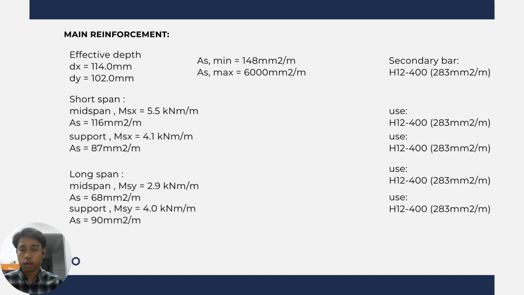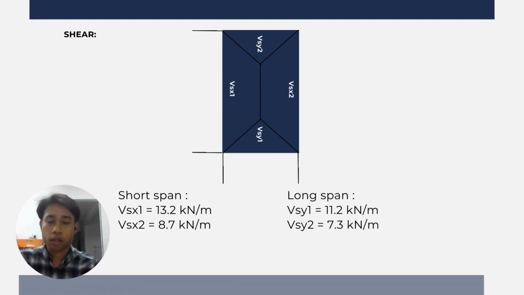And for the long span, mid span MSY, for the AS we get 68 mm²/m. For the support MSY, we get 90 mm²/m, and both of these we use H12-400 bar. This is it here.